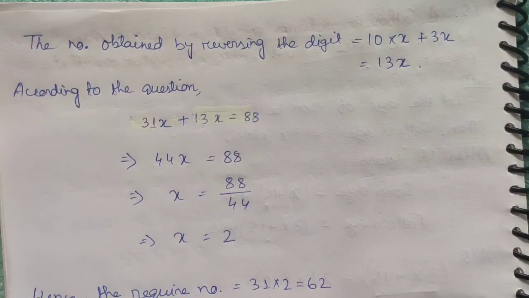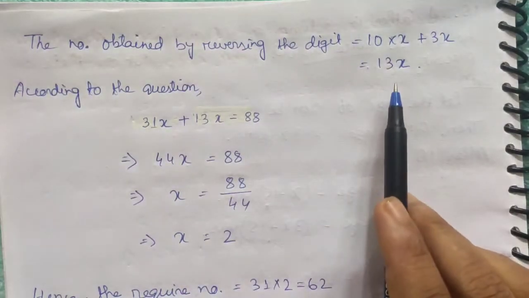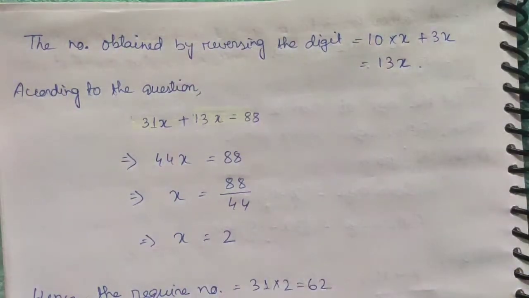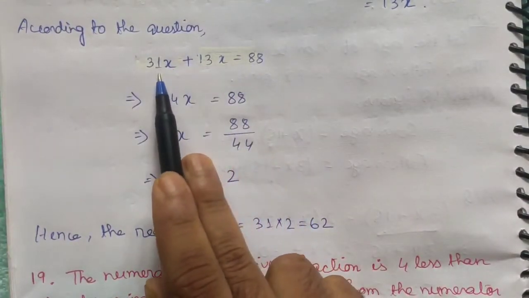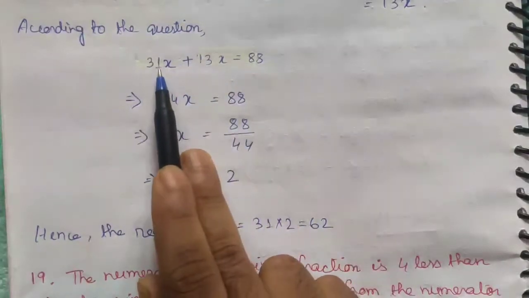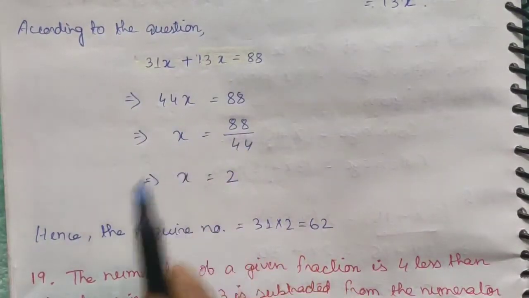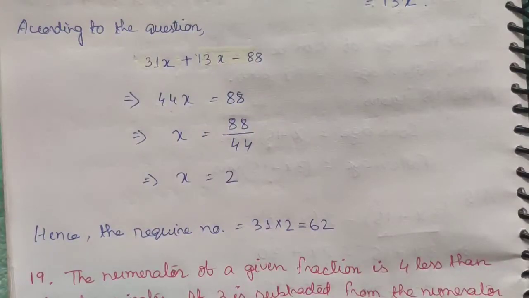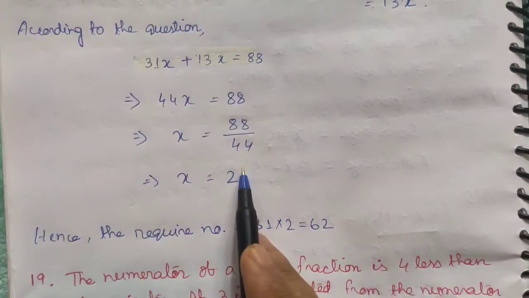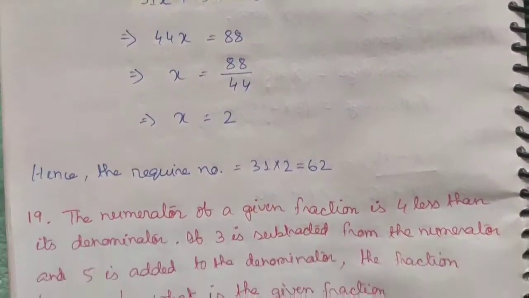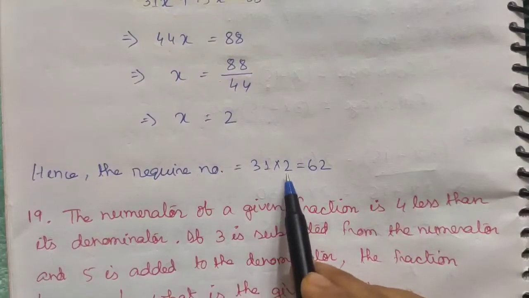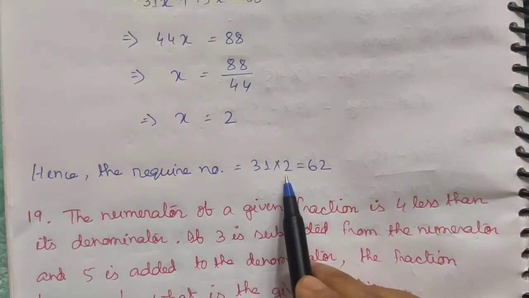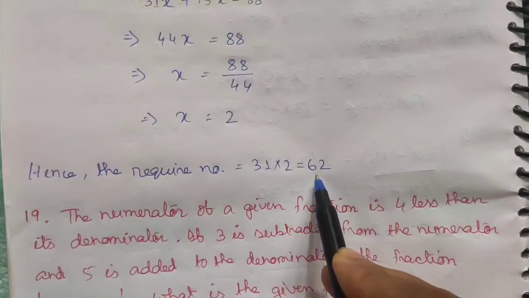Now another thing given in the question was, if we reverse the digits, so if we reverse 31, it will be what? 13x. Clear? And so now according to the question, if we add both of them, the result is what? 88. That is 31 plus 13, so if we add 31 with 13, it will be what? 44x. Now 44 is multiplied with x, so when you change the side, it will be what? Divide. So x equals 2. Hence the required number was what? Our number was 31x, right? So in place of x, we will write 2, that is 31 into 2, 62. Clear? That means our number is 62.